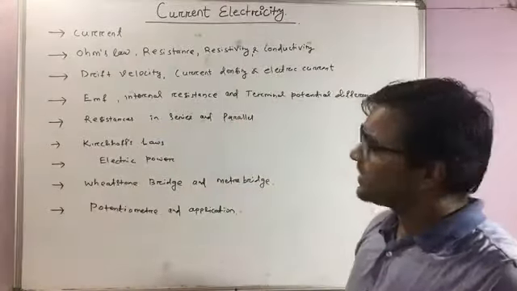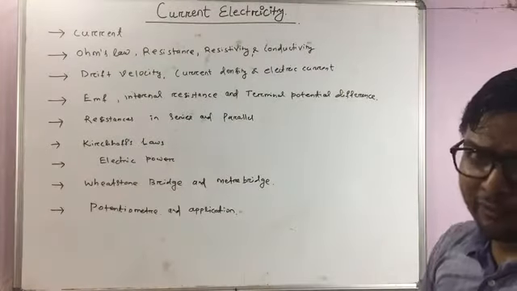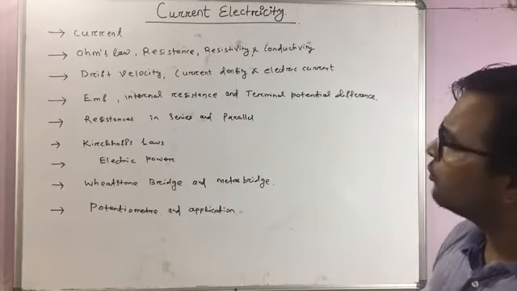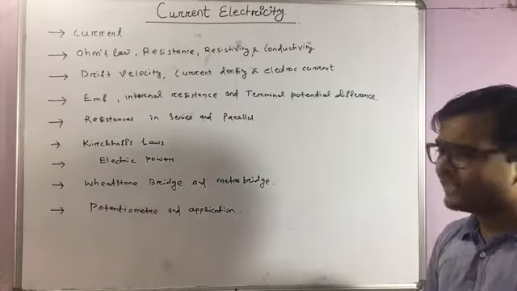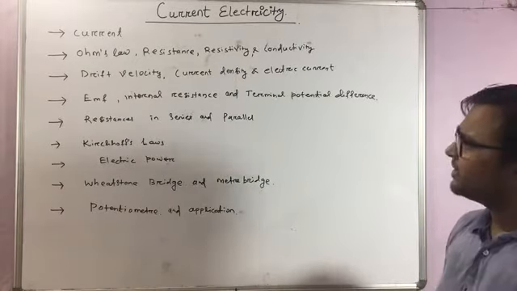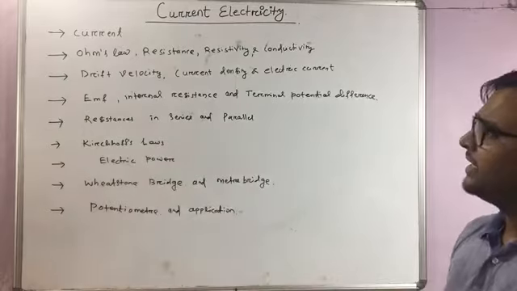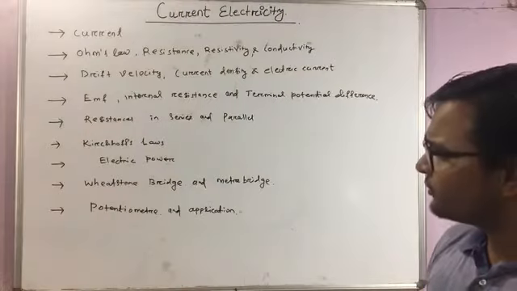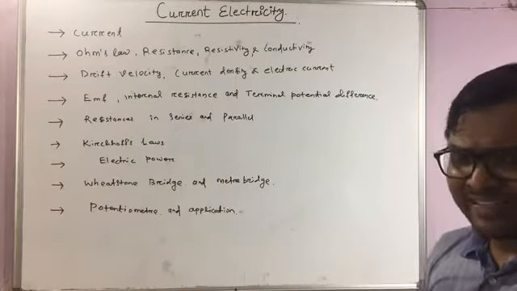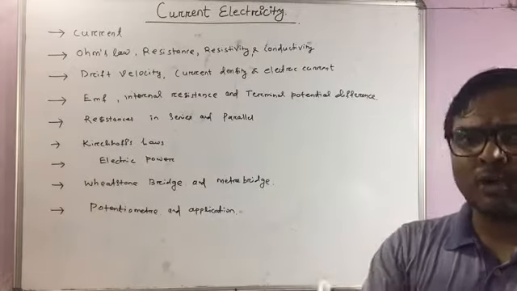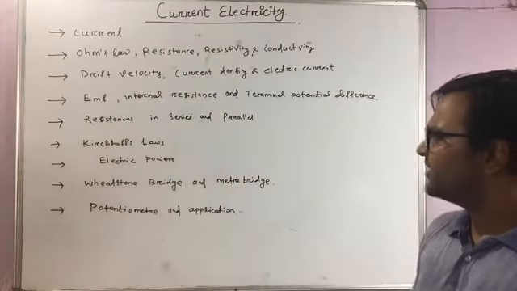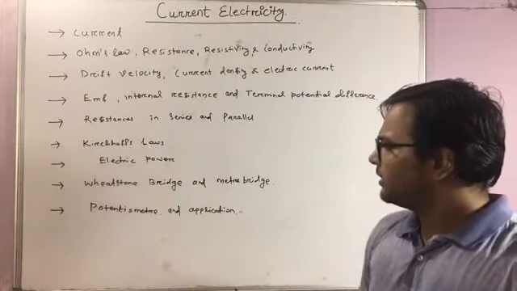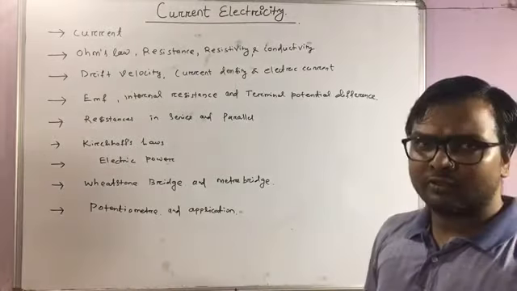First we will know what is current and why the current flows in a circuit, then Ohm's law, resistance, resistivity and conductivity. Then we will go for drift velocity, current density and electric current, EMF, internal resistance and terminal potential difference, resistances in series and parallel and what is resistance. Then we will go for Kirchhoff's laws and then electric power and heat generated when a current flows through a resistor. Then Wheatstone bridge and meter bridge, they are the resistance measuring devices. Then we will go for potentiometer and applications.